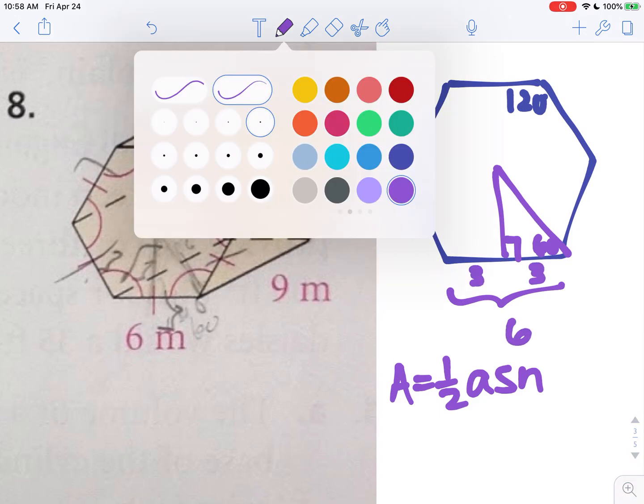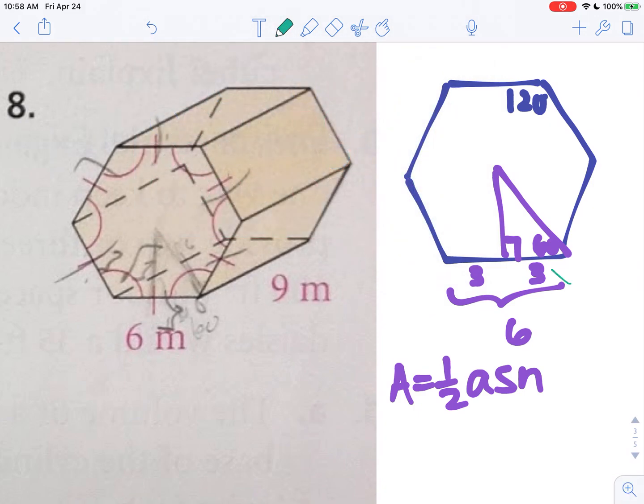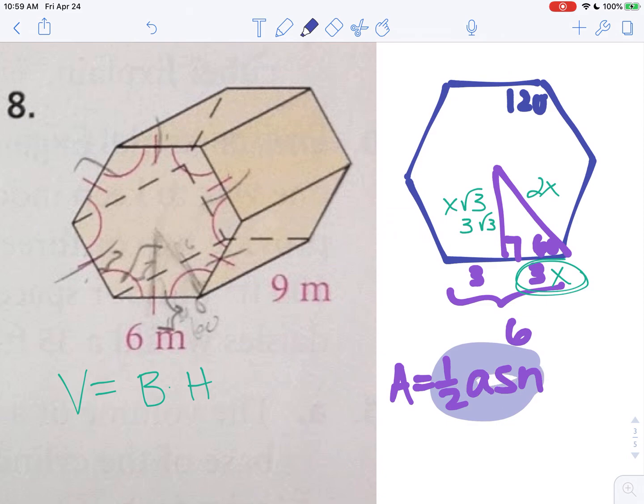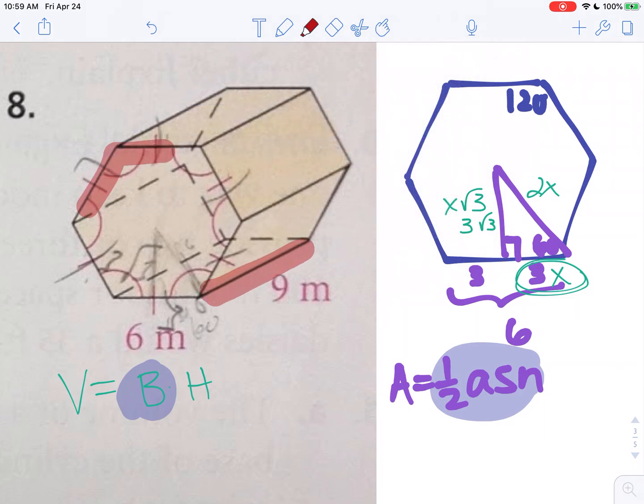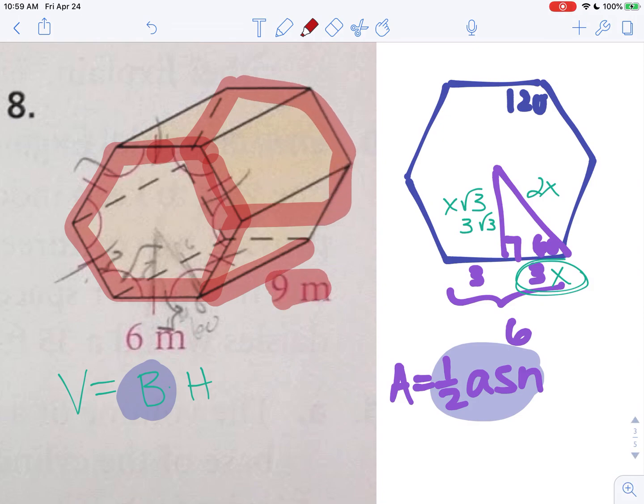And if I'm dealing with my pattern, across from 30 is x, across from 90 is 2x, and across from 60 is x root 3. So if x is 3, my apothem is 3 root 3. When I'm talking about my volume formula, I want area of the base times height. So keep in mind that you're going to be plugging in this 1/2 ASN formula in for big B, and then the height of my prism will join together my two hex bases. So this is the 9-meter side for my height.